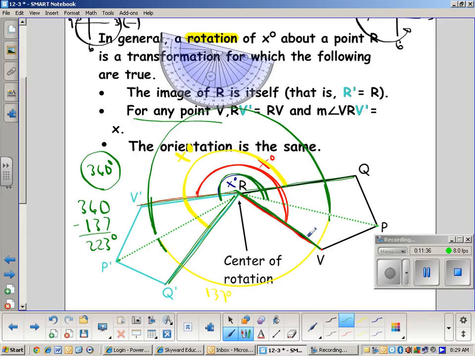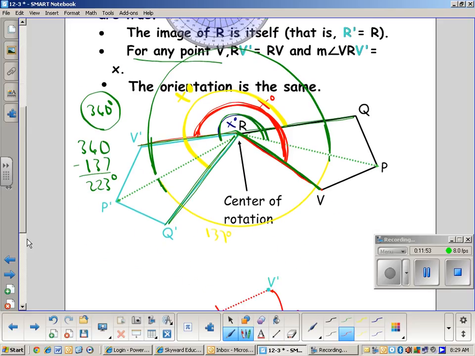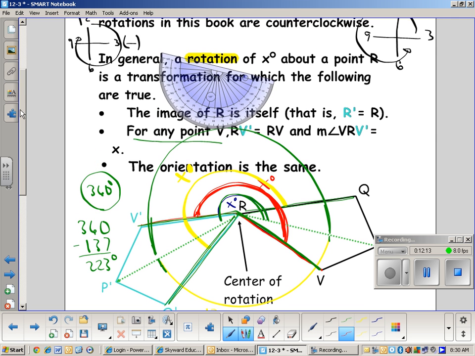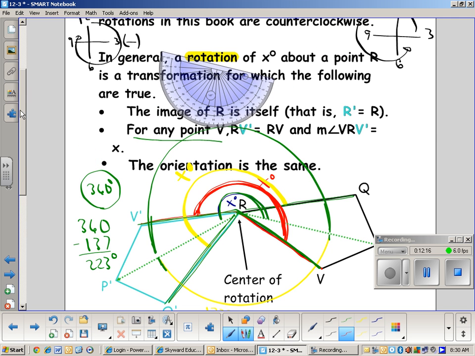VRV prime, this angle here, we used the red one there. This angle is going to be X degrees. And we just discovered X is equal to how many degrees? 223, right? Okay. It says RV is equal to RV prime. This distance before the rotation is going to equal the distance after the rotation. Okay? And the last point of emphasis there is the orientation is the same.